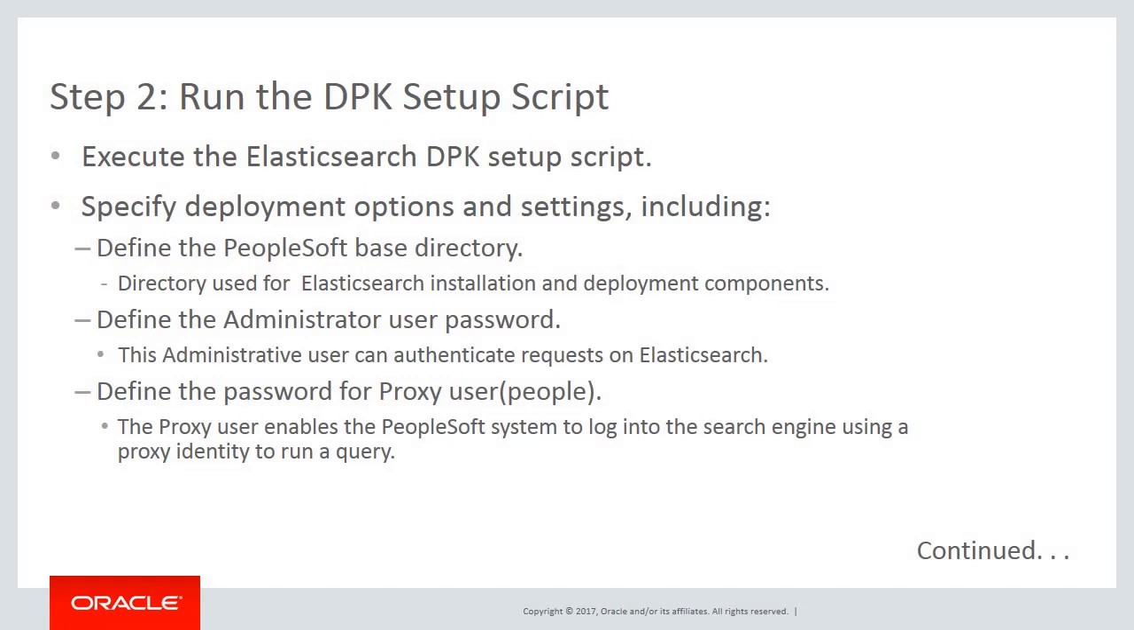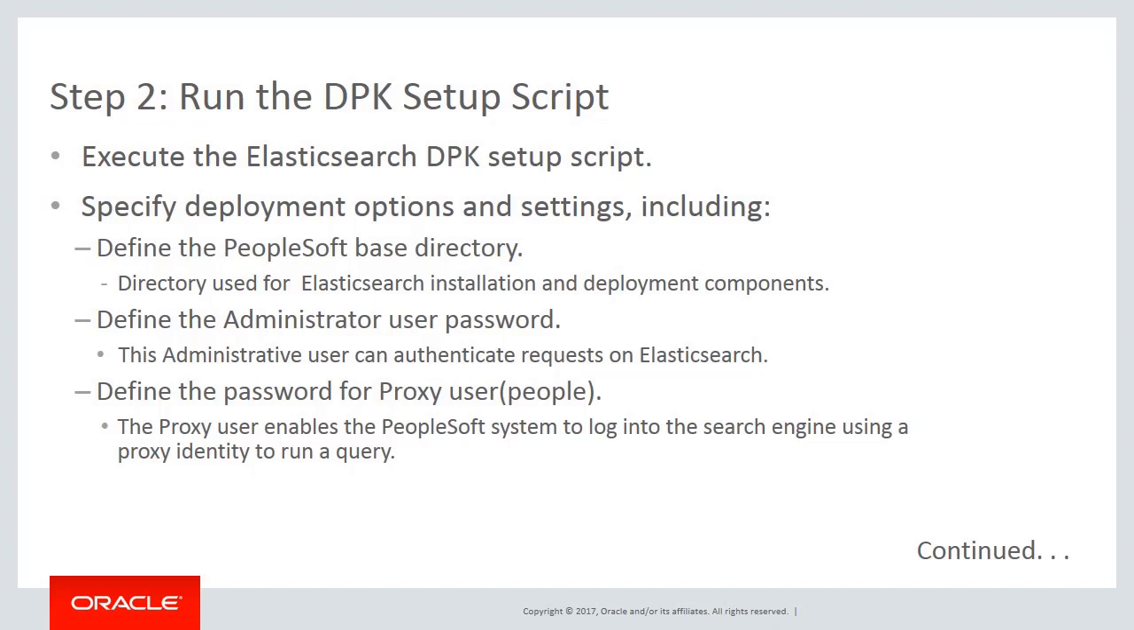The next step is to run the Elasticsearch DPK setup script. Execute the Elasticsearch DPK setup script and specify deployment options and settings. The deployment options and settings include defining the PeopleSoft base directory. This is the directory where the system installs Elasticsearch components. Defining the administrator user password. The administrator user has permissions to authenticate requests on Elasticsearch. Defining the proxy user password.